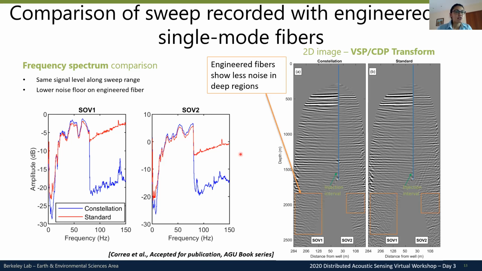And we processed these 2 data sets using conventional VSP processing tools, and we saw that in this case, both types of fiber were able to image the injection interval. And the main difference in this case was, again, the noise floor, which is lower in the engineered fiber.